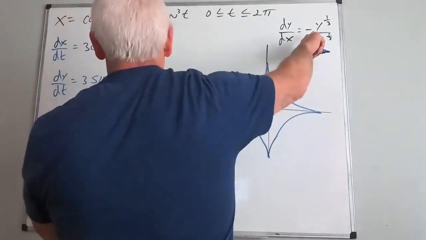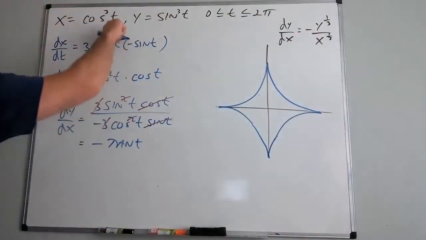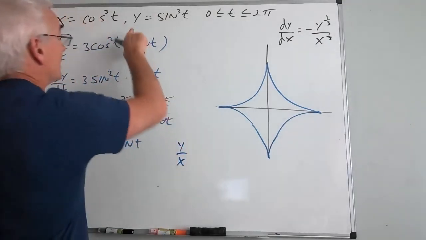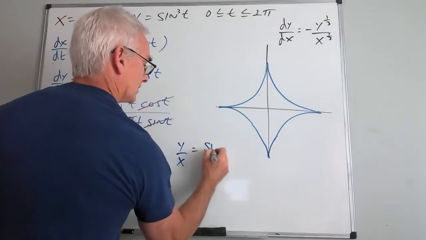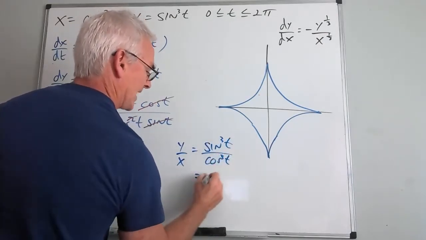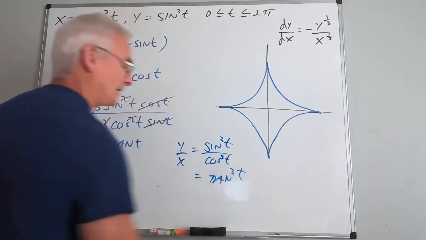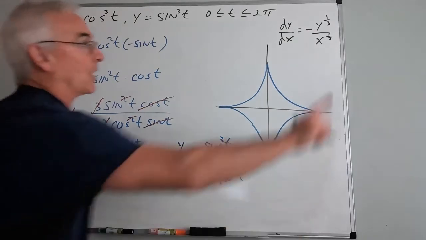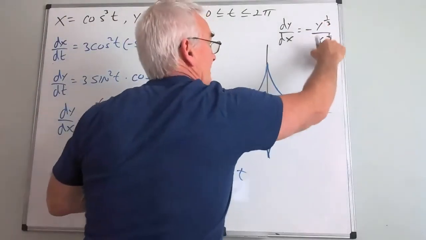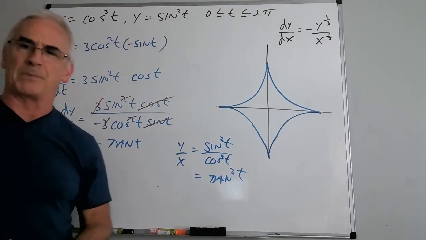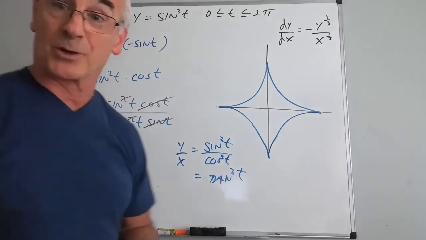Now, how are these possibly the same? Well, what is y over x right now? That would be sine cubed t over cos cubed t. And wouldn't that be tan cubed t? So the tangent of t would be the cube root of y over x. Aha, that's exactly what we have. So once again, the parametric form was not only easier to come up with, it's probably better at describing my shape, which is very cool.